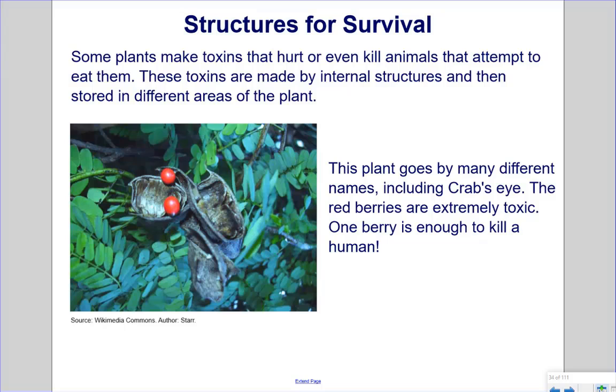Structures for survival. Some plants make toxins that can hurt or even kill animals that attempt to eat them. These toxins are made by internal structures and then stored in different areas of the plant. This plant goes by many different names, including crab's eye. The red berries are extremely toxic. One berry is enough to kill a human.